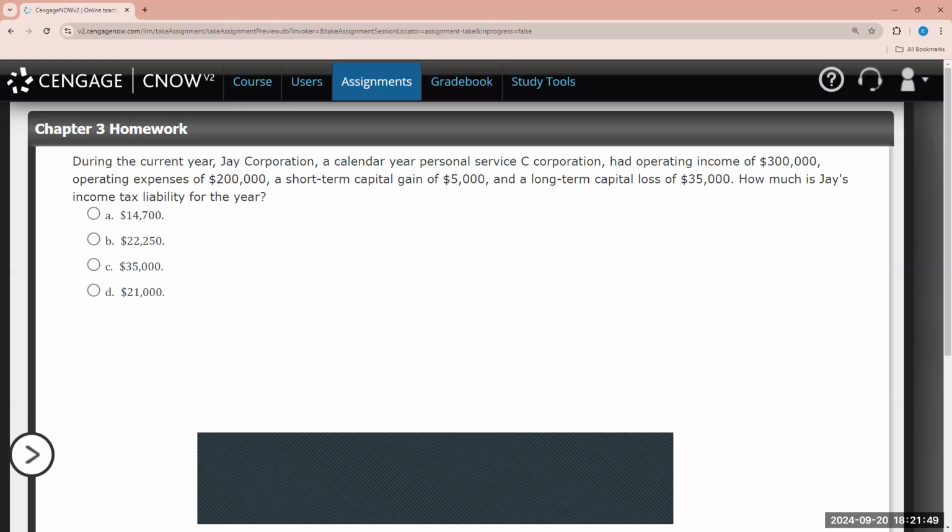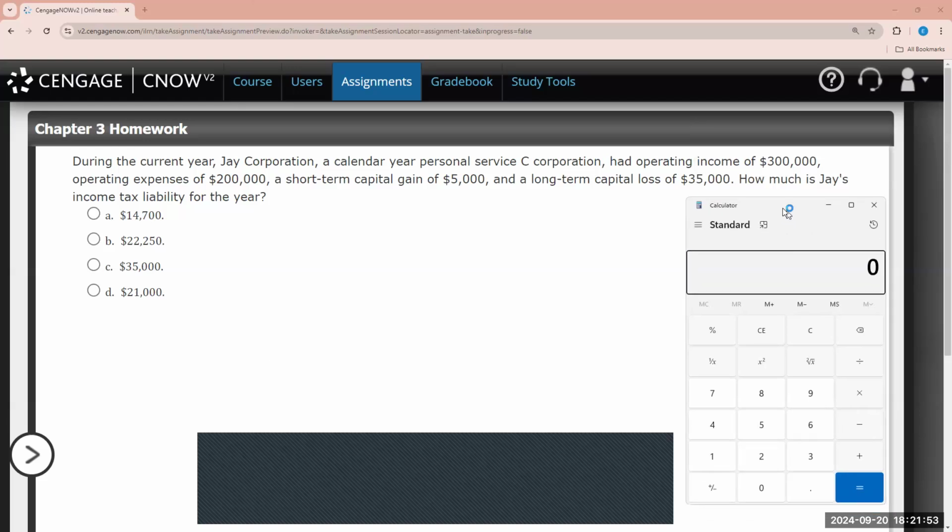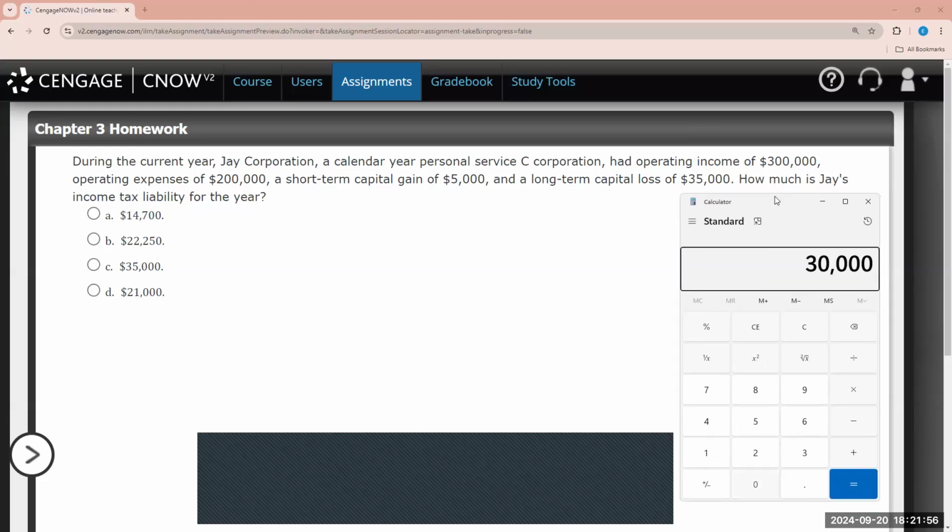So the first thing is we need to calculate the taxable income. Based on the information, we have $300,000 of operating income, $200,000 of operating expenses, and a $5,000 short-term capital gain. And although we have a $35,000 capital loss, only $5,000 is essentially deductible.